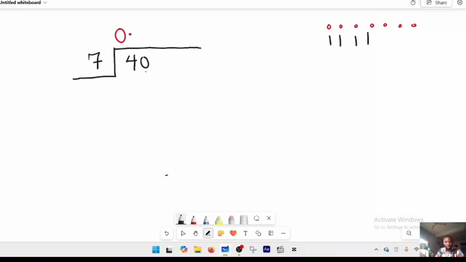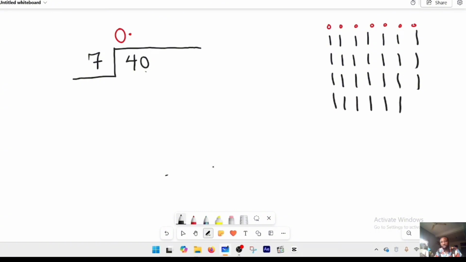Put a 0 here, and then we complete this as our 4. What do we do? 4, 5, 6, 7, 8, 9, 10, 11, 12, 13, 14, 15, 16, 17, 18, 19, 20, 21, 22, 23, 24, 25, 26, 27, 28, 29, 30, 31, 32, 33, 34, 35, 36, 37, 38, 39, 40, right? So we complete this one. That's the first step, right?